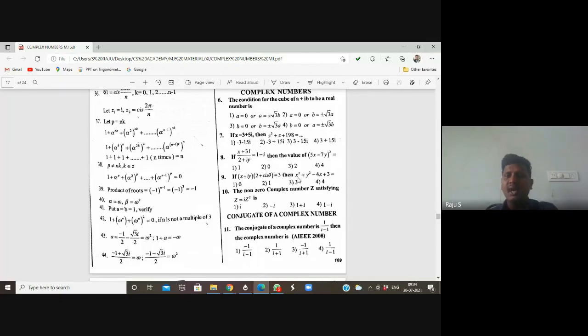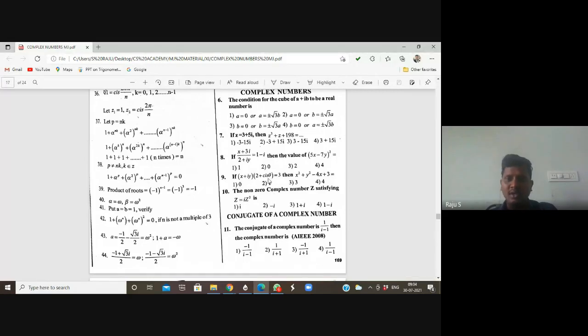See, simply they are asking the value of x square plus y square minus 4x plus 3. Am I right? We don't want any theta value. They do not give any theta value. Even the answer options they have given are 0, 1, 2, 1, 3, 4.